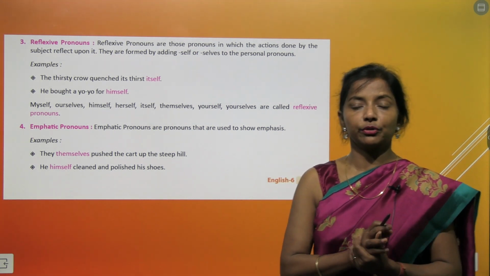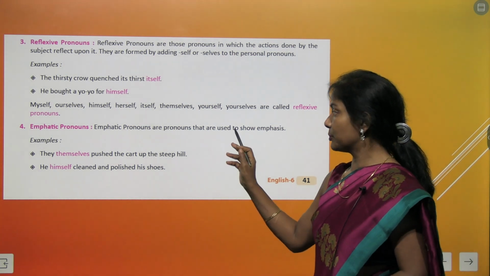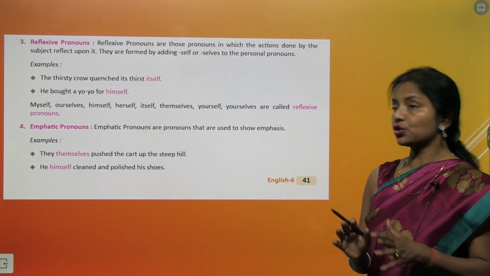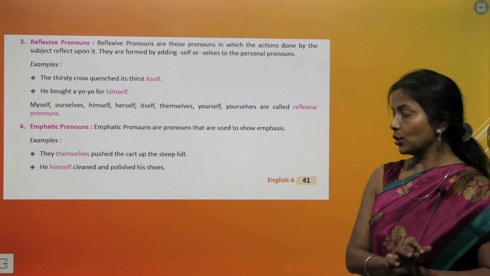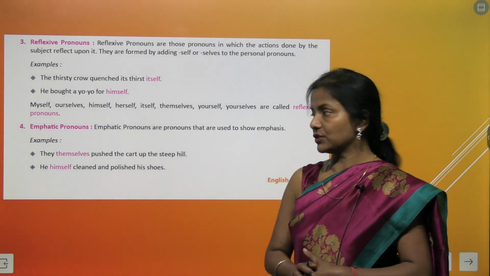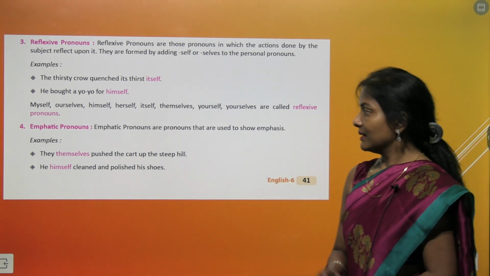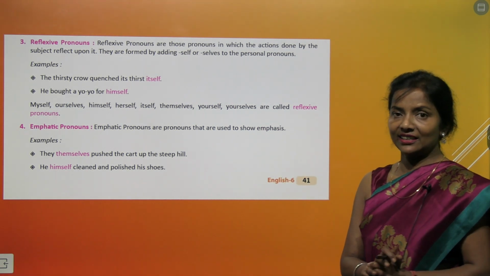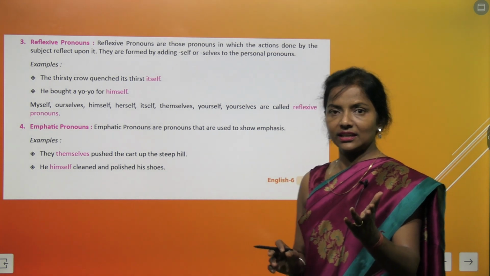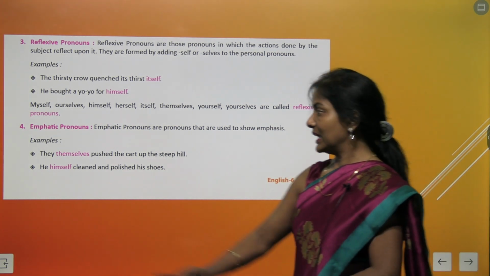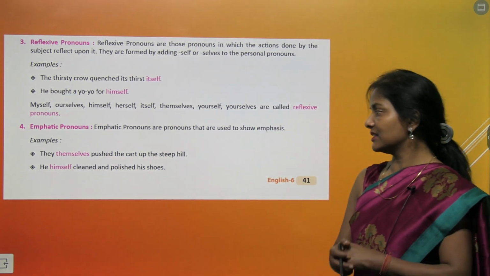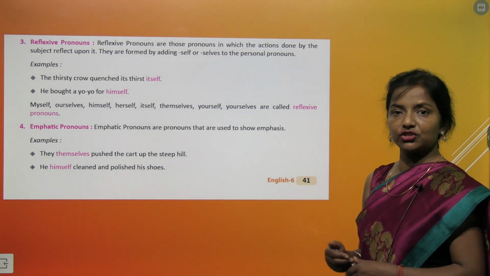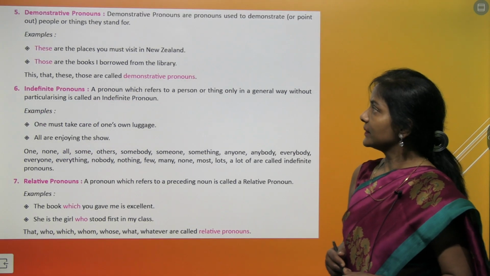Now, emphatic pronouns. Emphatic pronouns are pronouns that are used to show emphasis. Okay? Emphasize करना किसी चीज के ऊपर, जोर डालना. They themselves pushed the cart up the steep hill. They themselves, अपने आप, उन्होंने अपने आप. He himself cleaned and polished his shoes.